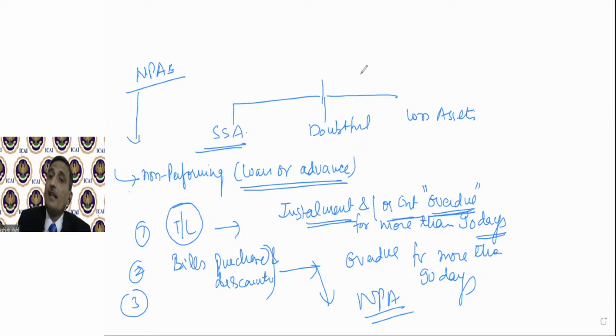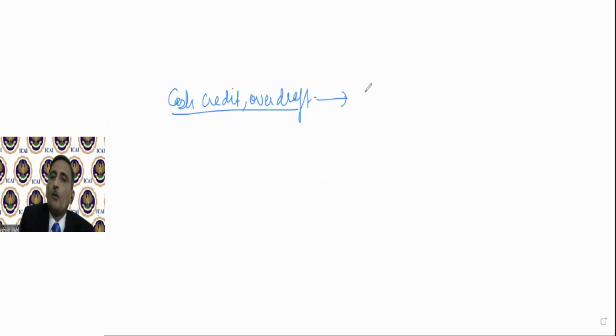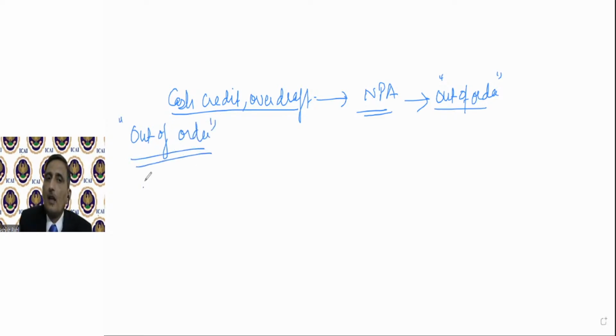And third is in case of cash credit overdraft account. That is why I have explained the concept of drawing power to you. A cash credit overdraft account becomes NPA when it becomes out of order. So what is out of order? This is also prescribed in RBI guidelines. What do we mean by out of order? There are 3 conditions prescribed.